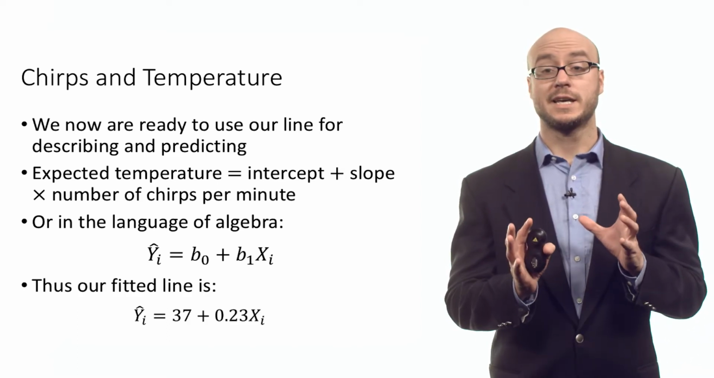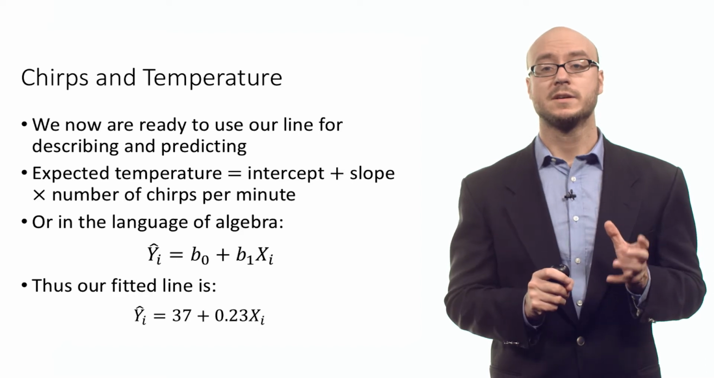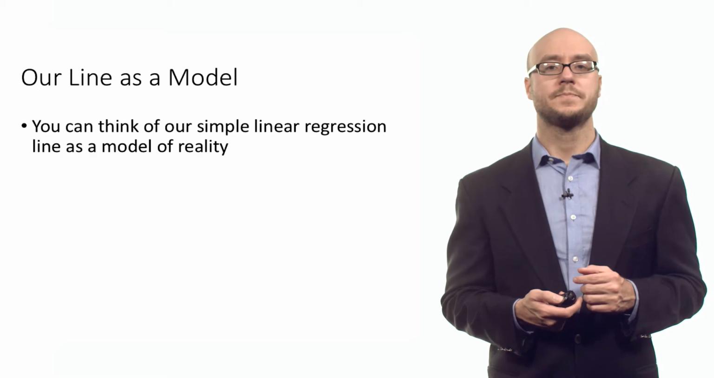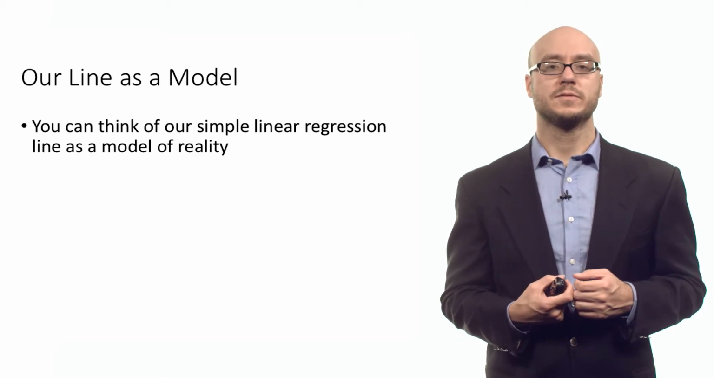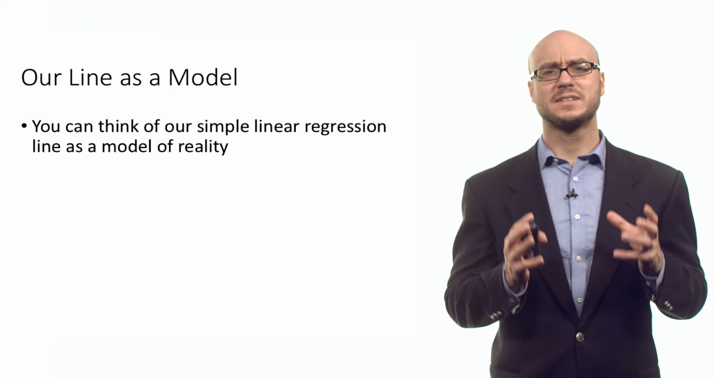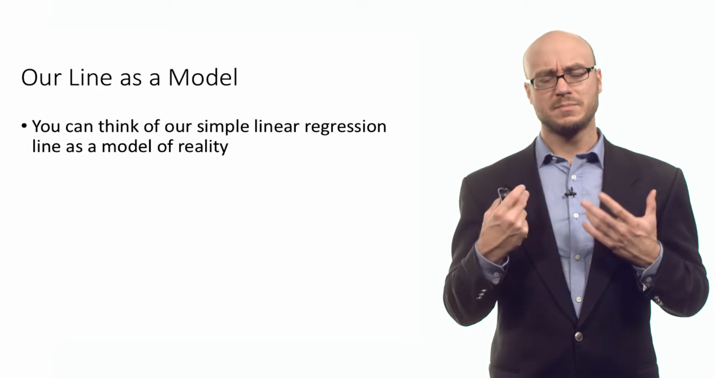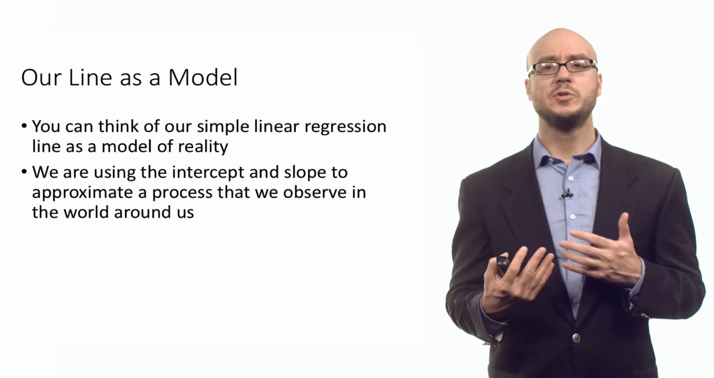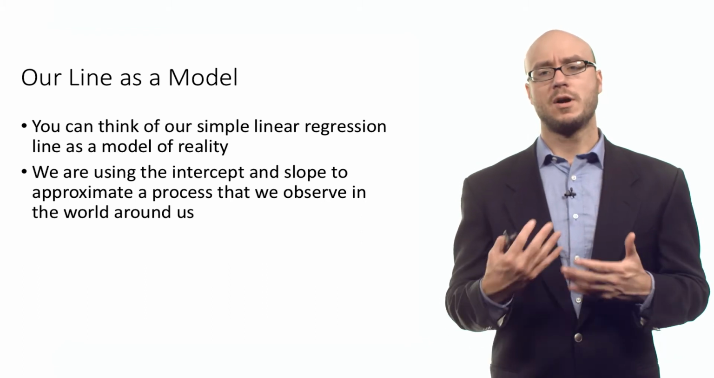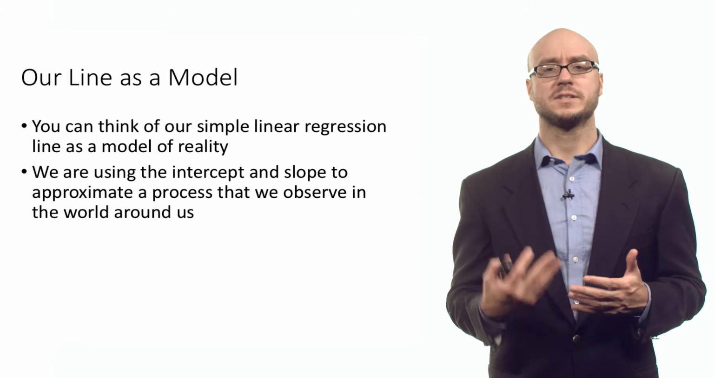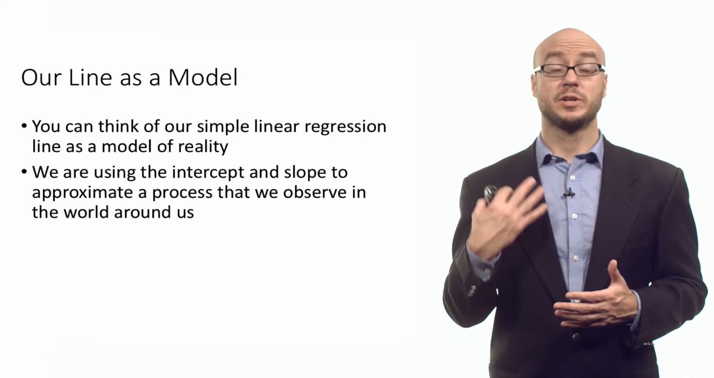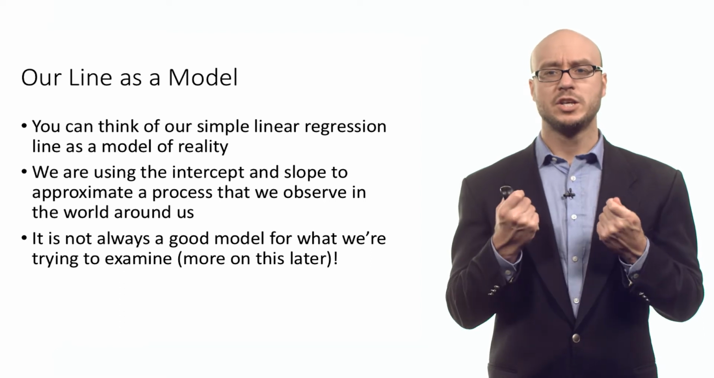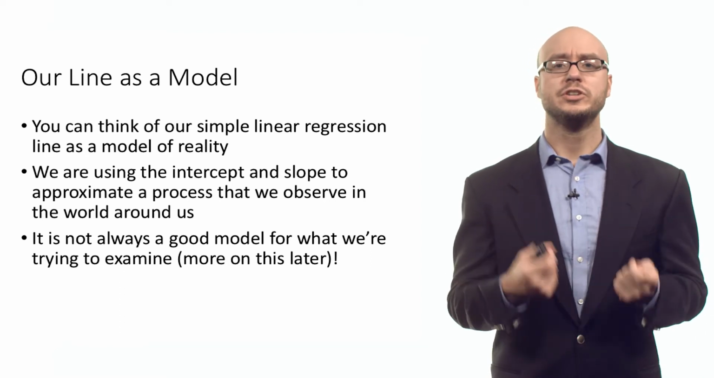So in this case, the intercept is 37 degrees Fahrenheit, and the slope is 0.23, which reflects the rise over the run. You can think of this little model. It's a basic model of reality. It's an abstraction, but it helps us to understand and approximate a process that we observe in the world around us. In this case, it's this relationship between cricket chirps per minute and the temperature. And this line we can use for the purposes of prediction in new contexts.